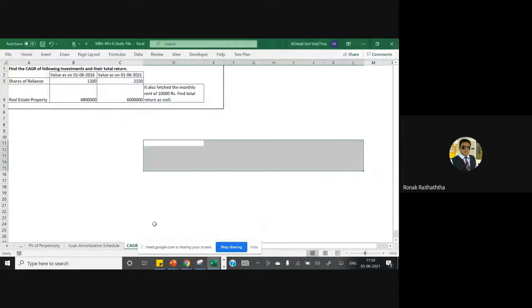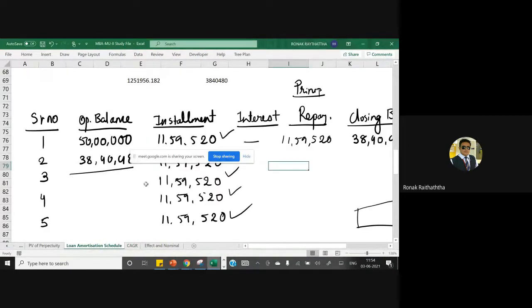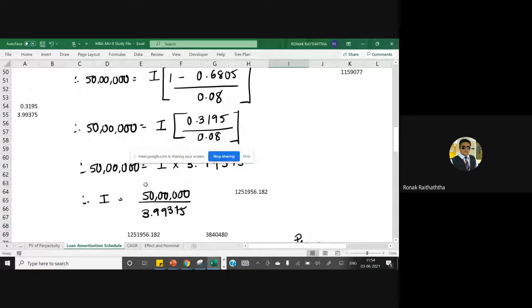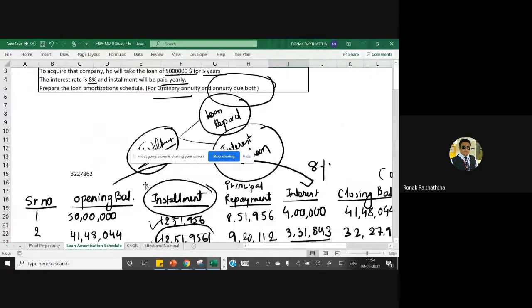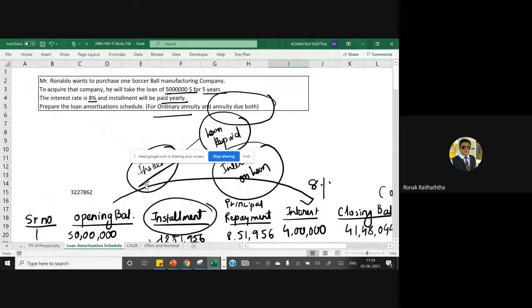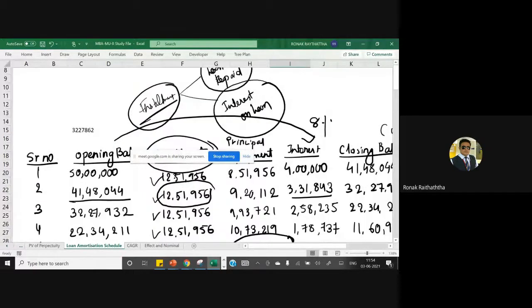Okay, so we were into the loan amortization schedule yesterday, and my friends, in that we had taken two examples. One was the ordinary annuity, another one was the annuity due, when the installment was paid at the very beginning of the loan period.